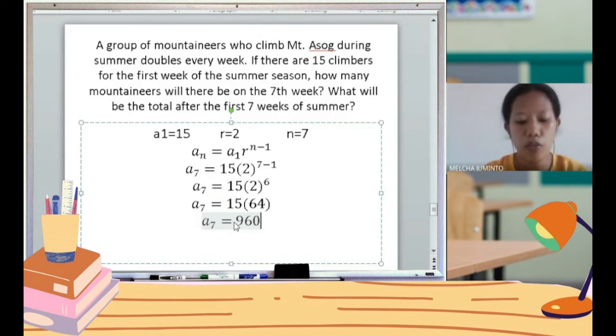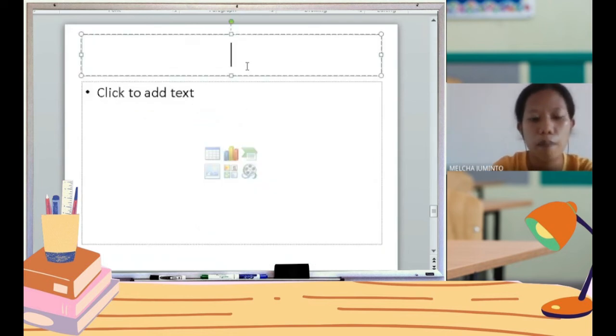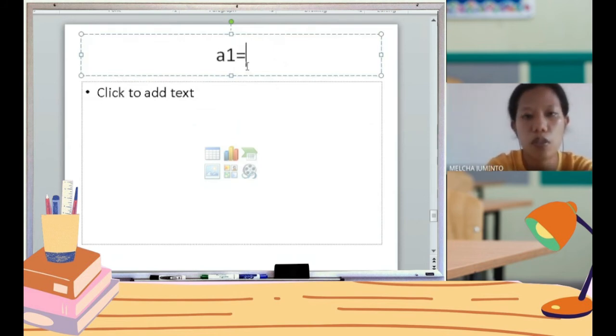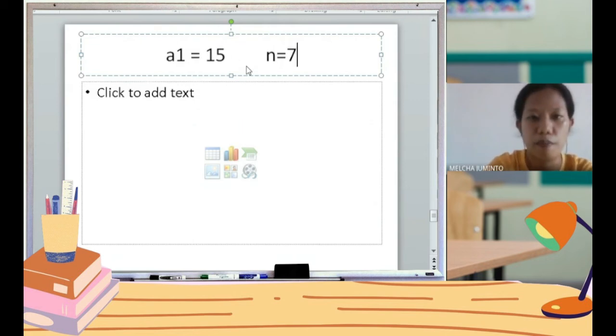Now, we need to find the total number of mountaineers for the entire 7 weeks. We now need to use the formula for geometric series. And we need here the first term. We still need the first term, which is 15. And then we also need the value of n, which is 7.